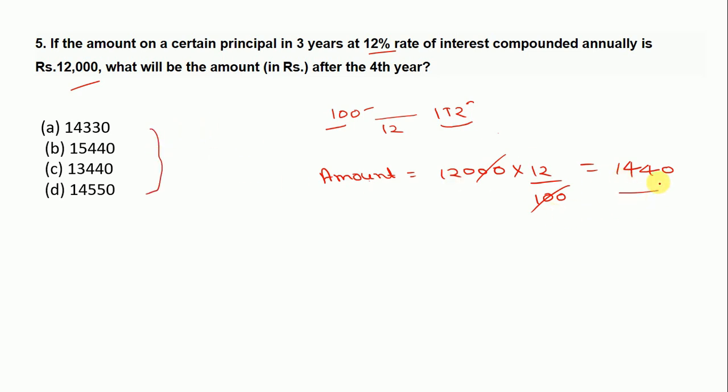So is it wrong? No, this is not wrong, because we have been asked amount and this is CI, that is compound interest. So for calculating amount, just add this CI in principal amount, and principal amount is 12,000. So it will come out as 13,440. So this will be your correct answer.